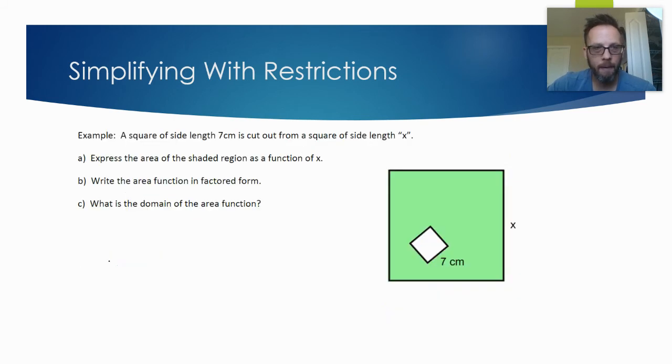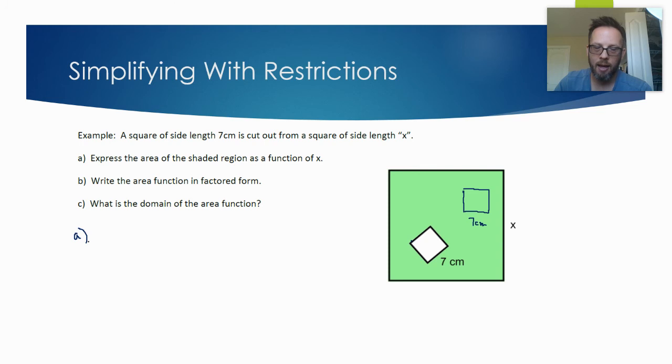All right. One little simple application problem. Here we have a square with a side length of 7 centimeters, and it's being cut out from a larger square that has some side length of x. And I've drawn it that the square is cut out this way, but the square could be cut out like here or anywhere else. This is the way I drew it. So just a square is cut out. Doesn't matter how the square is cut out.